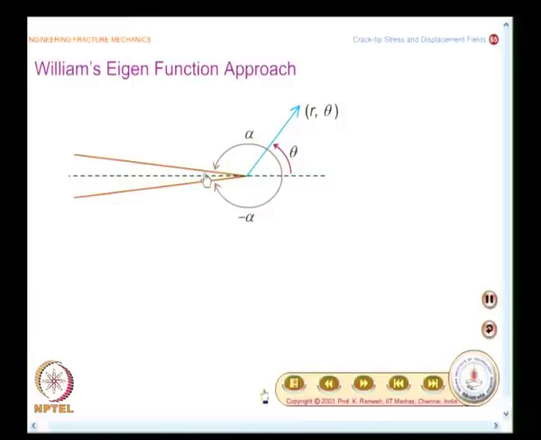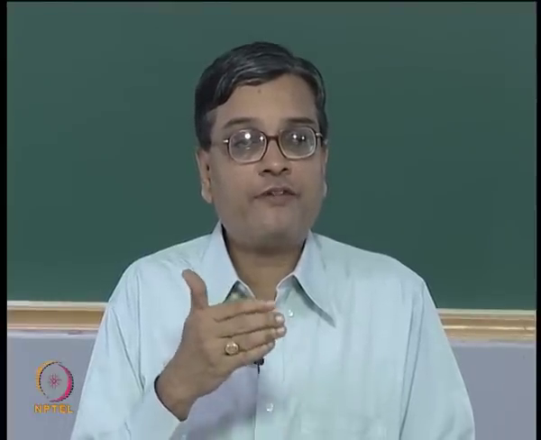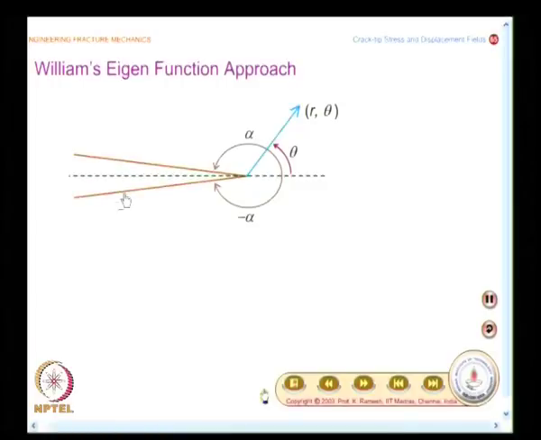So what he analyzed was, he wanted to analyze a wedge problem. This is what he published in 1952. Which was later modified for crack problems in a paper in 1957. And what he took? He took crack surfaces that are free, unloaded crack surfaces, and he approached the problem from polar coordinates.